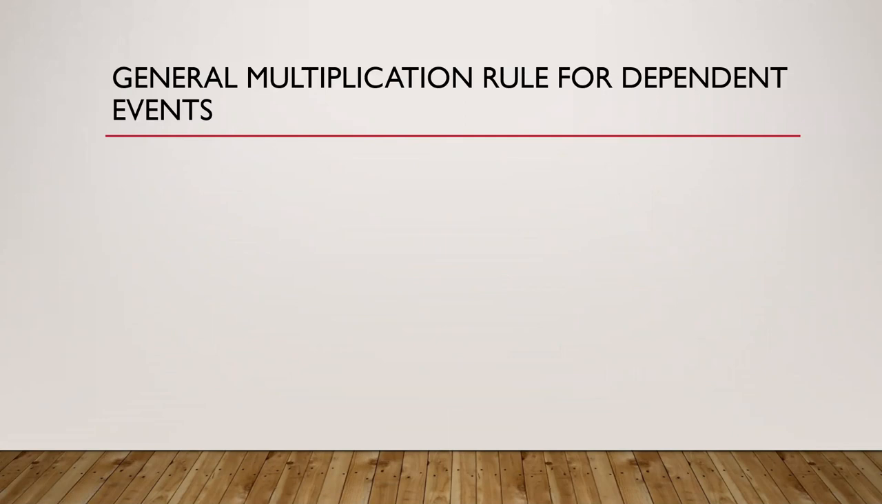So now we have our last formula for probability. I hope everyone's kind of excited about that. And this is the general multiplication rule for dependent events. This is a little bit harder. Maybe it's not that bad, but it can be a little bit harder.